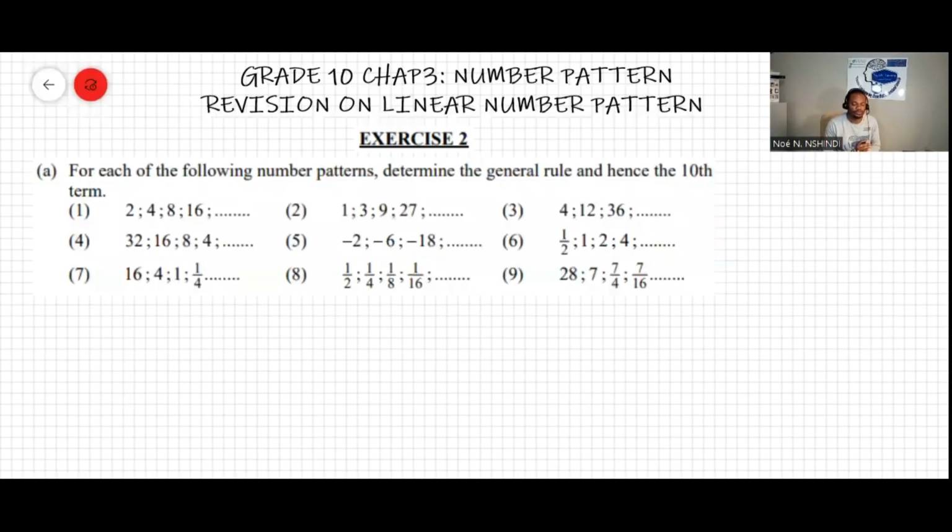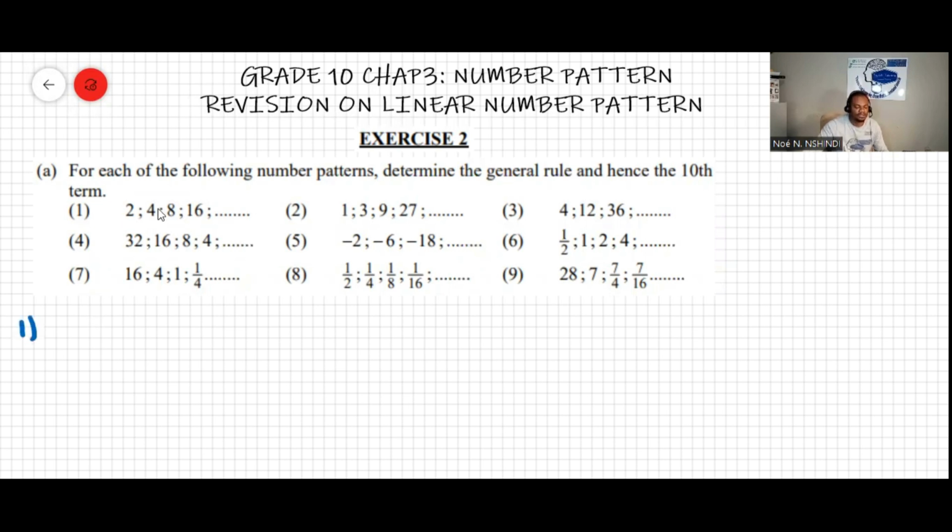Well, now we're going to do question exercise 2 on revision of linear number pattern for grade 9. Question A says: for each of the following number patterns, determine the general rule and hence the 10th term. Now let's start from question 1.